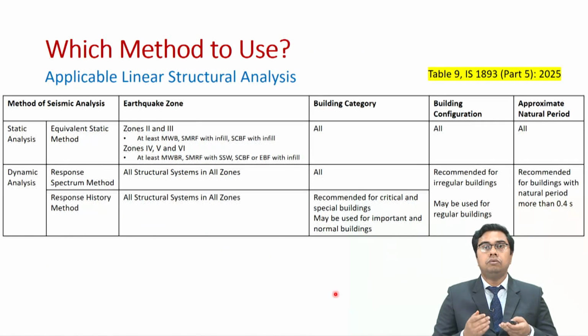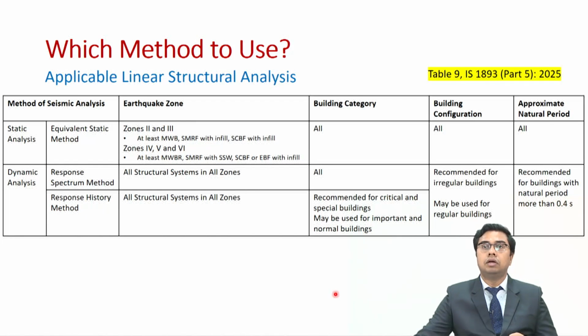So now the question is, which method to use for what kind of structures? As it is evident to us, equivalent static method is the most simplified and most rudimentary method. So that will be used only when you have certainty of good seismic performance. How will you get certainty of good seismic performance? The structural system should be good, the building should not be irregular.